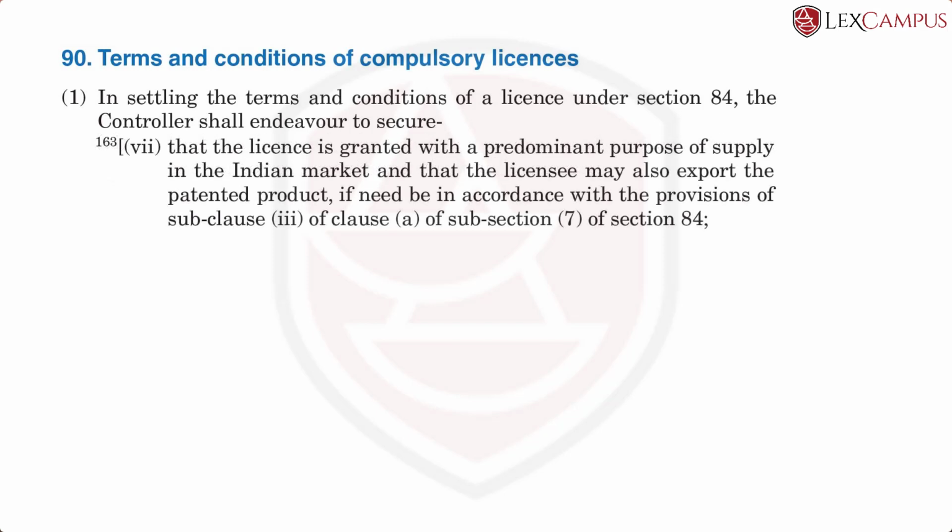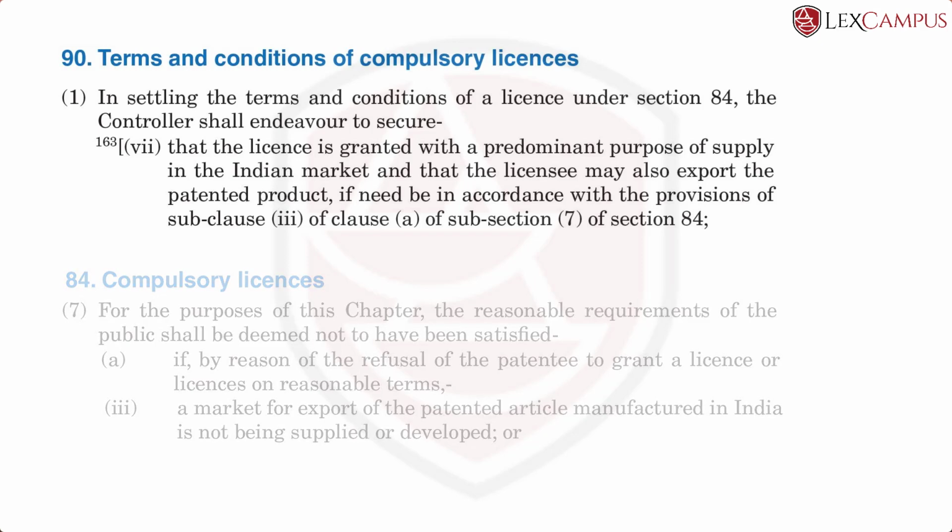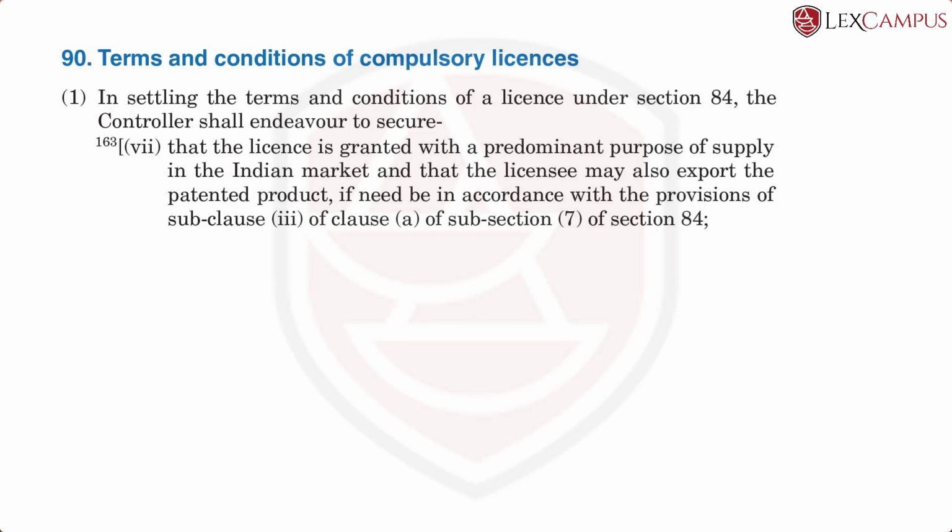7. That the license is granted with the predominant purpose of supply in the Indian market, and that the licensee may also export the patented product if need be in accordance with the provisions of subclause 3 of clause A of subsection 7 of section 84. Now that provides certain conditions, the condition being a market for export of a patented article manufactured in India is not being supplied or developed. That could be one of the grounds for determining reasonable requirements of the public have not been met. So in granting a license, it is predominantly for the Indian market, but there could also be conditions of export that are considered.